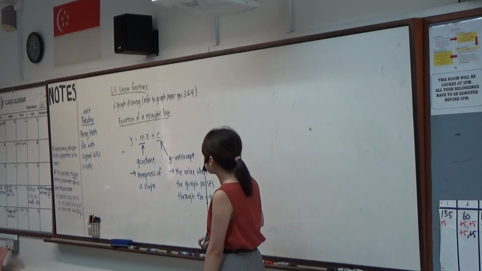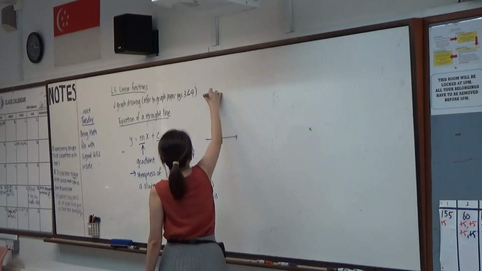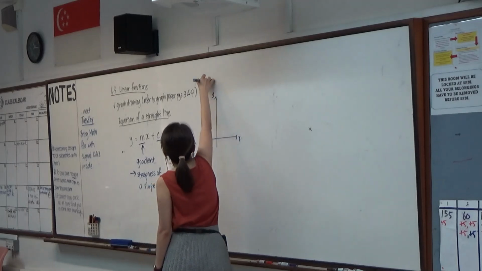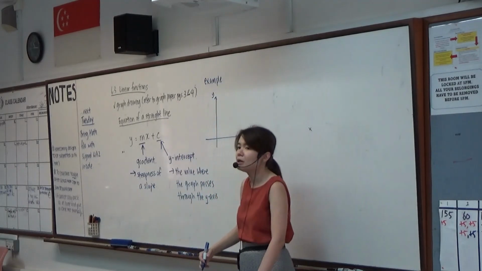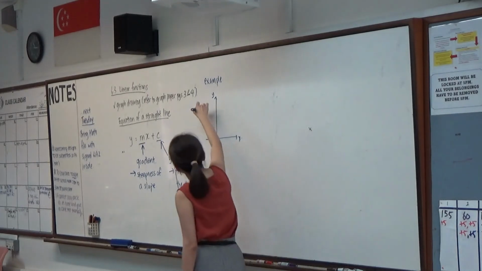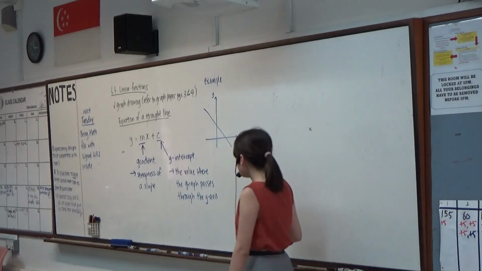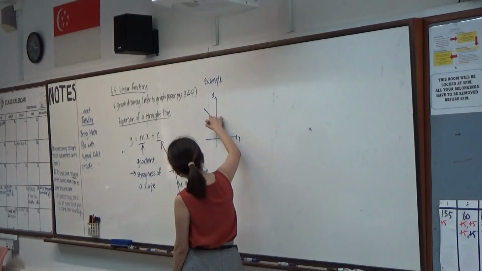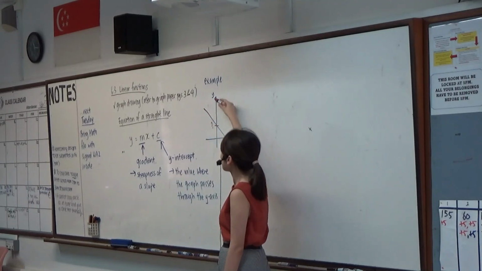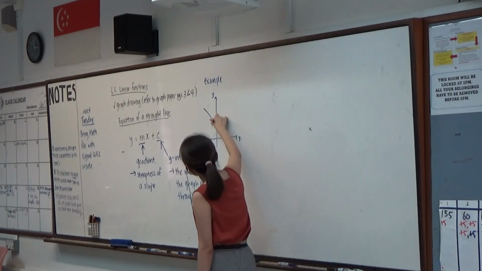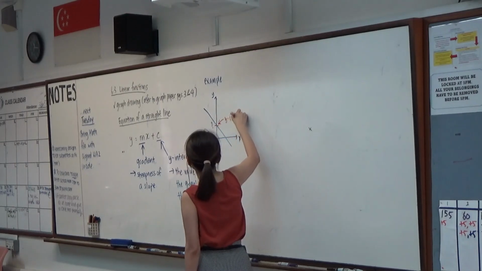Okay, so for example, just to illustrate it, if I have a straight line that cuts like that, okay, y-intercept actually refers to this number, okay, that appears when your graph passes through the y-axis. So this thing itself is the y-intercept.